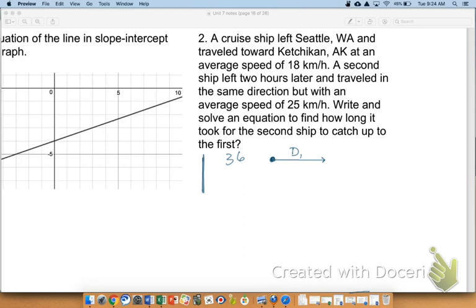Then the second boat, it's still in Seattle when that first boat is 36 kilometers out in the ocean, right? And then they go.